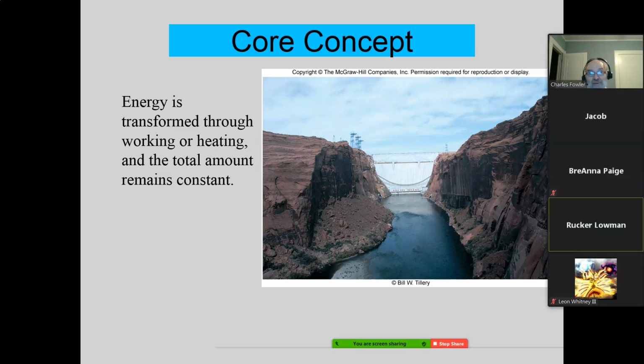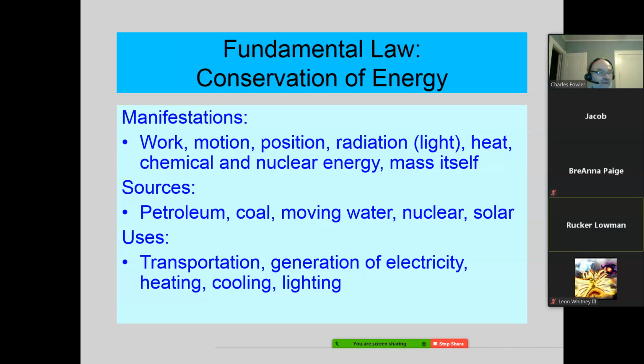You just have to keep up with what form it is. All right, so your fundamental law here is the conservation of energy. Now, what is energy? As we've already said, it can take many manifestations. Work is energy. Motion is energy. Position is energy. Radiation, light, is energy.